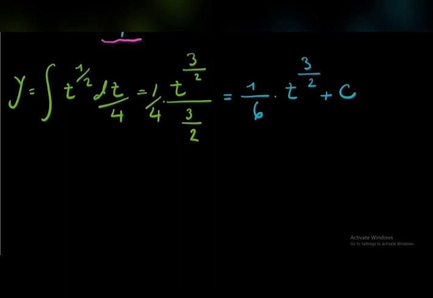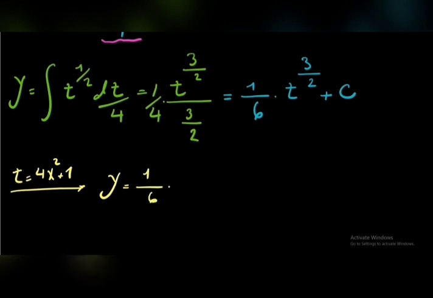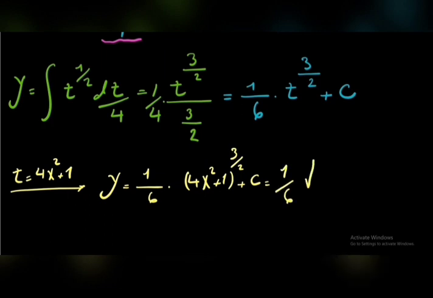Let me write it for you. T equals 4x squared plus 1, and it means y equals 1 divided by 6, or 1/6 times 4x squared plus 1 to the power of 3/2 plus c, or we can write it in a better form. It means 1/6 times the square root of 4x squared plus 1 cubed plus c, and this is the y. And yes, that's it.